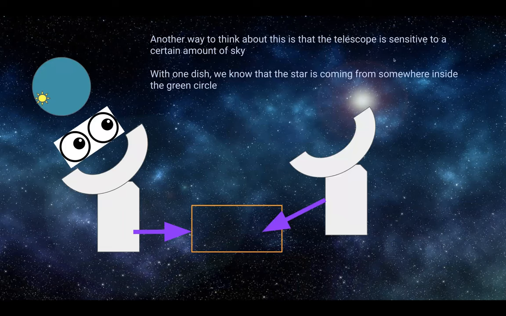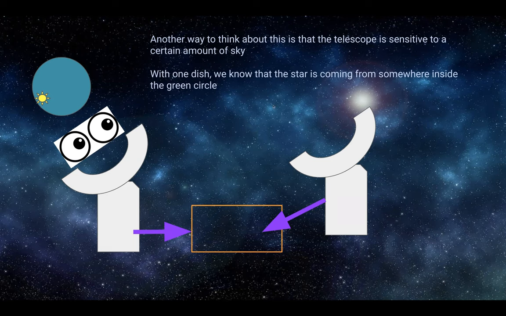So basically, another way to think about this is that the telescope is sensitive to a certain amount of sky, right? So the telescope here on the left with its eyes, it can see something within the blue area. That's its angular resolution, actually. And the star, your radio star here, is actually smaller than the resolution of the telescope, so therefore it's unresolved. We can detect that something is there, but we can't tell how big it actually is. We just have limits on it. It's the upper limit on the size of the source. Basically all we can say is that we know that the source is somewhere inside that green circle. So then the question is, what happens if we add a second dish?